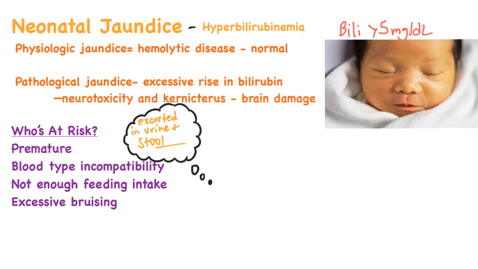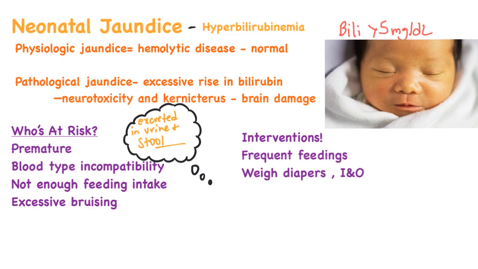So what do we do about jaundice in the newborn? Well, we will encourage frequent feeding if it's not contraindicated to whatever's going on with the infant. So frequent feeding, breastfeeding, formula feeding, because we want the baby to poop. The more stool that comes out, the more bilirubin that comes out too. So monitor for stool production, weigh diapers. We want to make sure the baby has adequate intake and output.